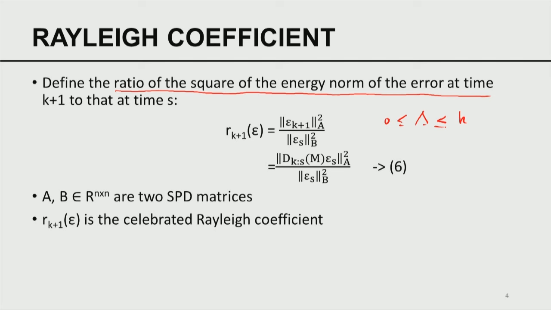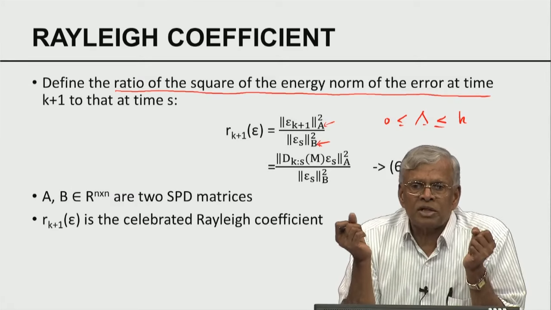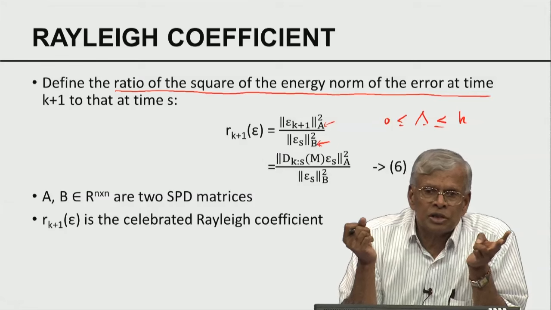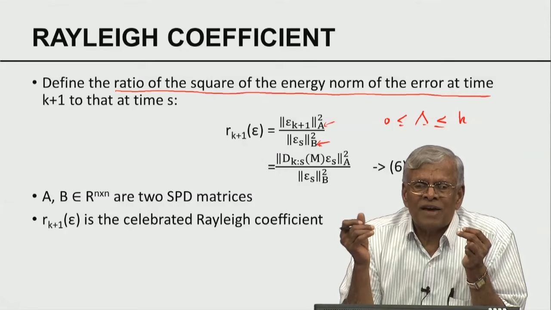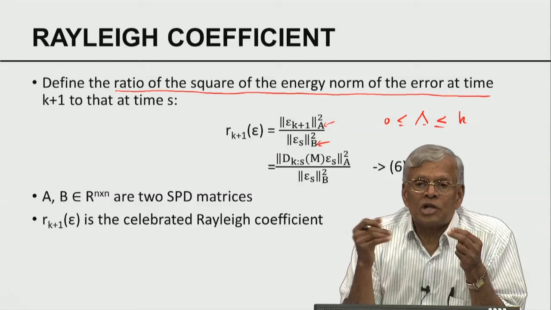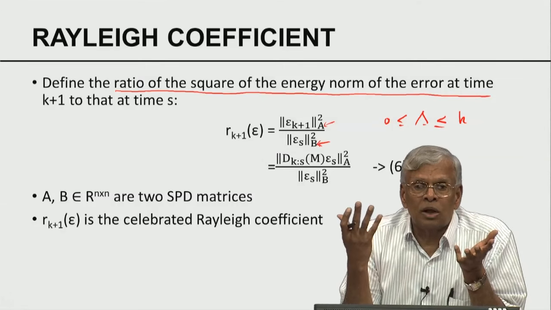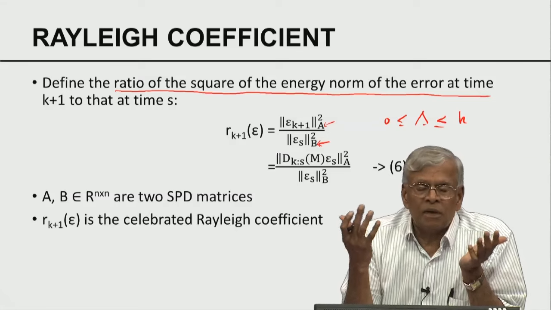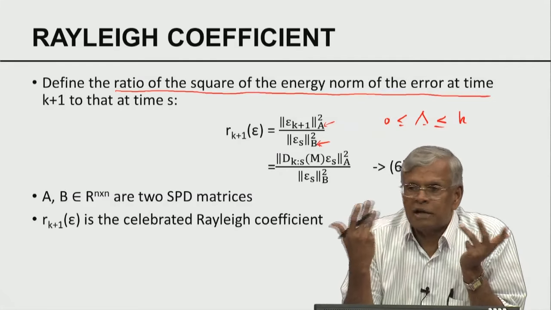So, epsilon k plus 1 is given by the product of Jacobians from k to s of m times epsilon s. Energy norm, I am trying to evaluate the numerator with the energy norm based on an SPD matrix A, the bottom line on SPD matrix B. So, let A and B be two given symmetric positive definite matrices. Evaluate the numerator using the energy norm based on the matrix A. Evaluate the denominator using the energy norm based on the matrix B. In principle, A and B could be equal, but the treatment is as simple when you do not have to consider A and B separately.